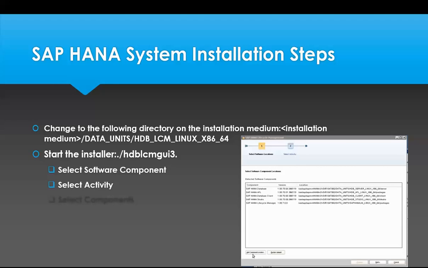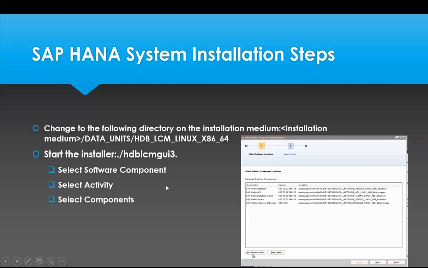Then after that you have to select the components, that is, you have the option of selecting additional components like studio, db client, and then lcm, afl. AFL is the application function library for predictive analysis. You can see over here these are the different components. You can just select any of these components which you want to install.